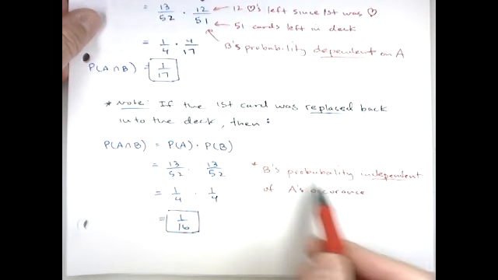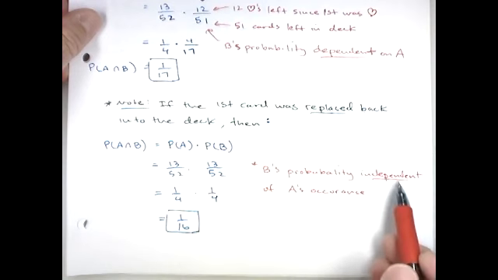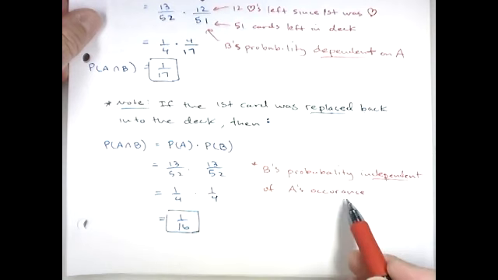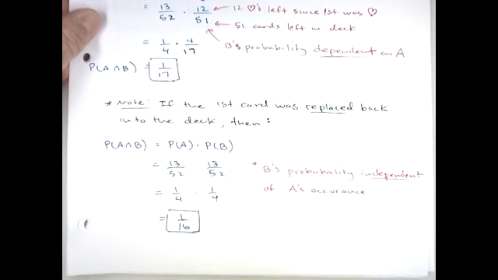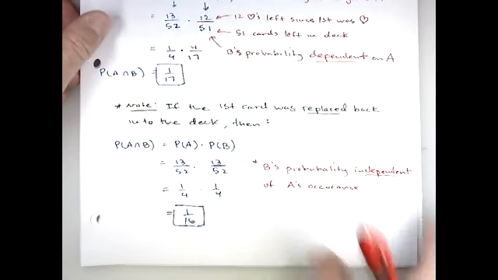In this situation, B's probability is, we call this independent of A's occurrence, meaning it doesn't matter what happened with A because you're putting the card back, so you still have the same sample space. More about independence coming up.